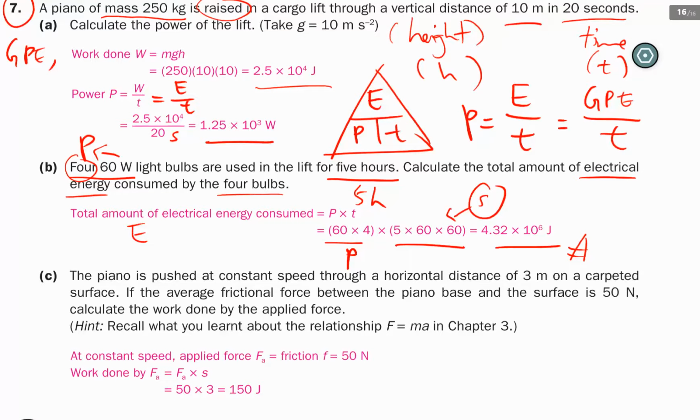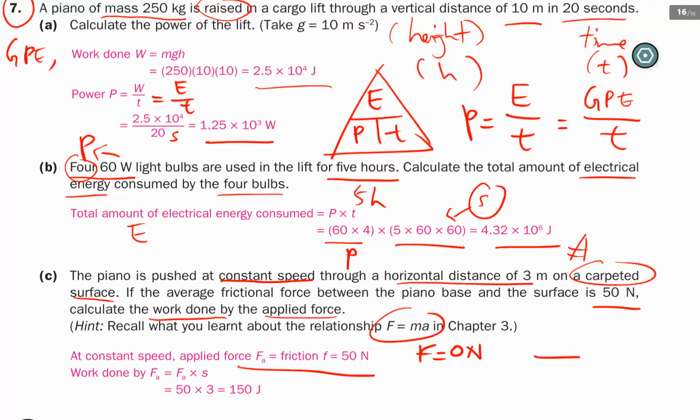They ask you, the piano is pushed at a constant speed through a horizontal distance of 3 meters on a carpeted surface. If the average frictional force between the piano base and the surface is 50 Newton, calculate the work done by the applied force. In this case, because it's constant speed, your applied force has to be equal to your friction, because the resultant force is 0. So the applied force that you're pushing has to be equal to your frictional force. These two forces have to be equal, then your resultant force is 0. So the applied force is equal to the frictional force, which is 50 Newton.